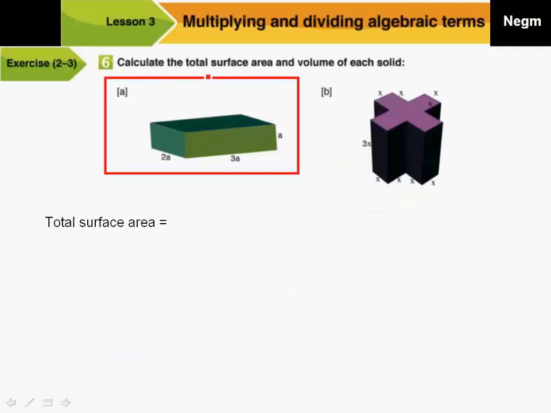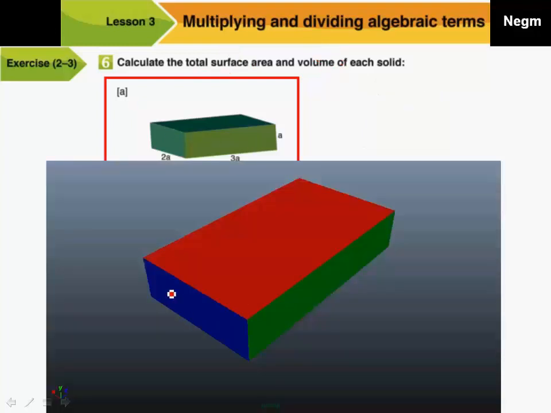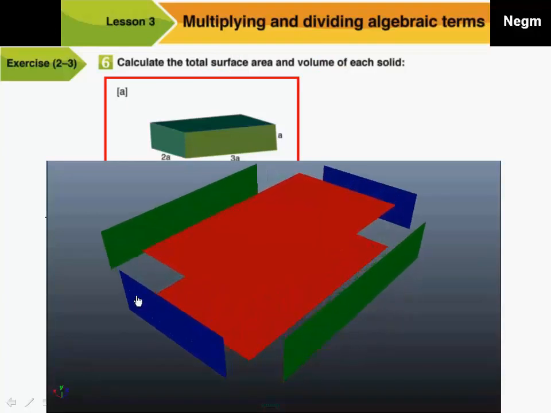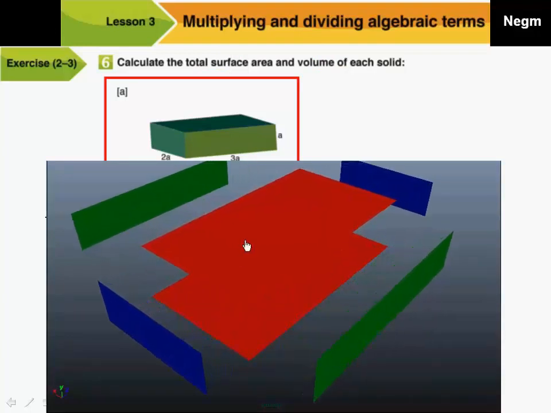Calculate the total surface area and volume. So be careful, you have been asked to calculate the total surface area and the volume. For example, this shape is something like that. We have 2 equal rectangles, another 2 equal rectangles which are green, and another 2 rectangles which are blue.